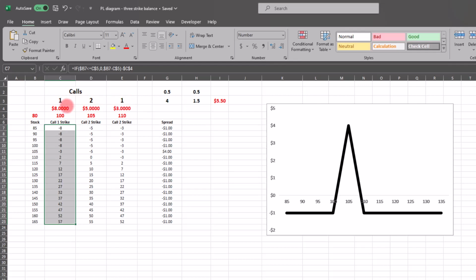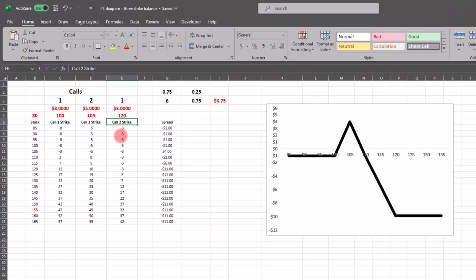That means we're long 1 of the 100 calls, short 2 of the 105s, and long 1 of the 110. And if we are, we're going to get this risk graph right here. That's a standard butterfly. But watch what happens if we break one of the wings. Let's make this the 120 strike, which is what we saw in the example, and there we go.